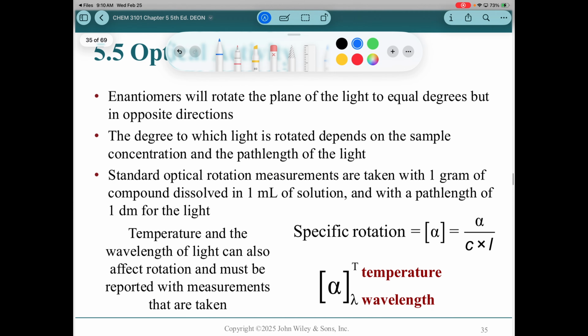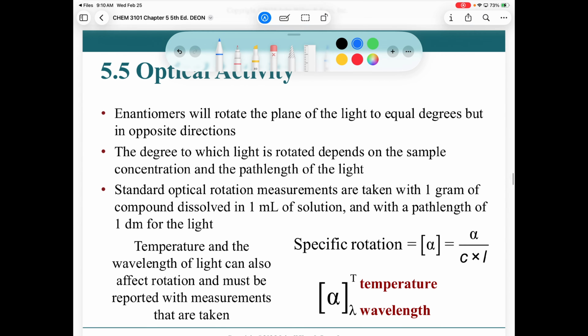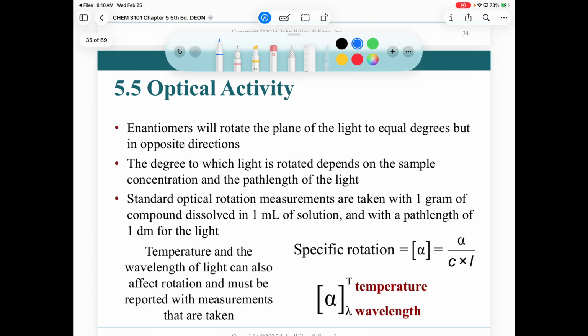Don't worry, I'm not going to make you write an essay about it, but to put a cap on it, it says here, and these are the conclusions for you and me, our enantiomers will rotate plane polarized light to equal degrees, but in opposite directions. So one will be clockwise, one will be counterclockwise. If it's clockwise, to the right, we call it dextrorotatory. If it's counterclockwise, we call it levorotatory.